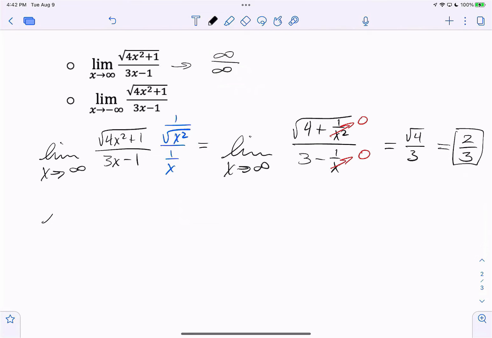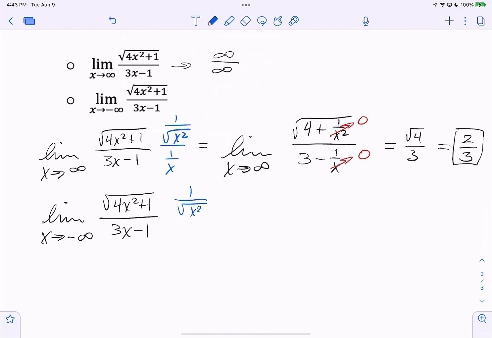It becomes a little more interesting when we consider the limit as x approaches negative infinity of the square root of 4x² plus 1 over 3x minus 1. I want to do the same thing I did before. I need to multiply by 1. If I multiply by 1 over the square root of x squared over 1 over x, it's not exactly 1.